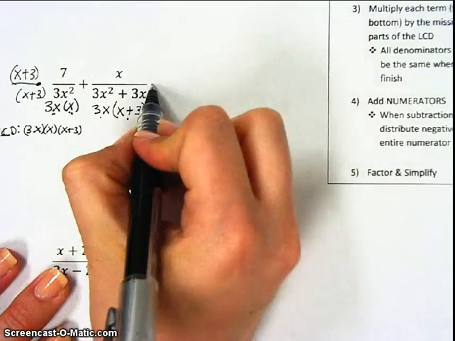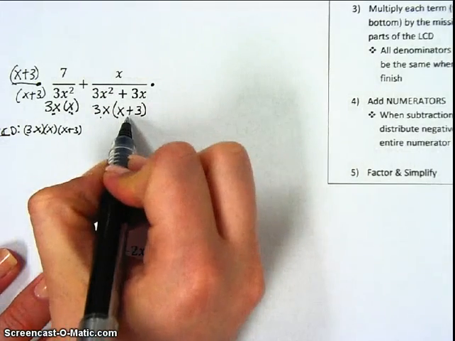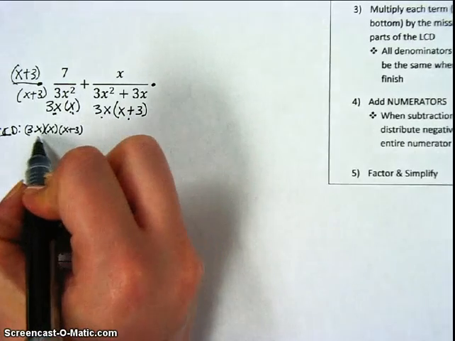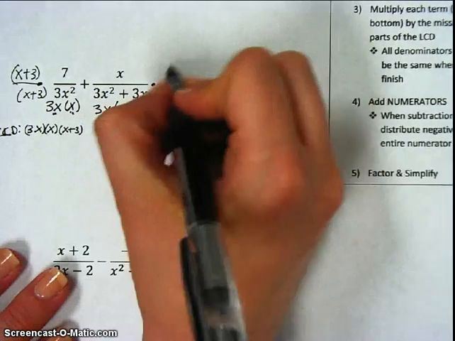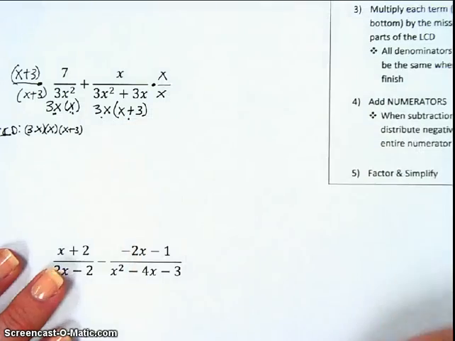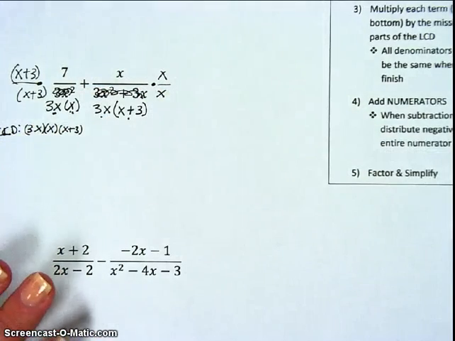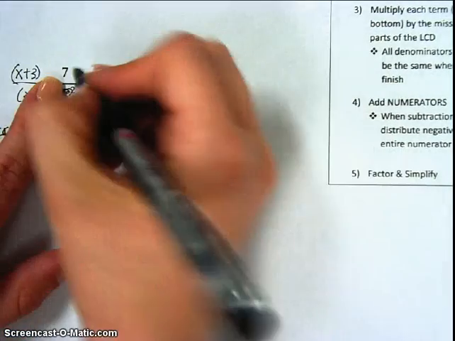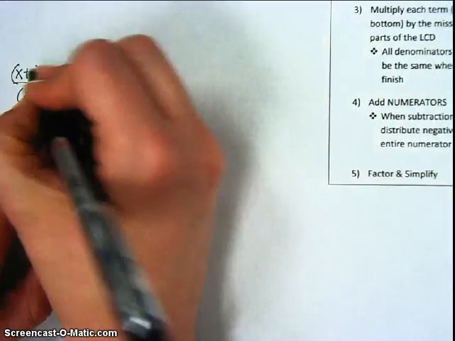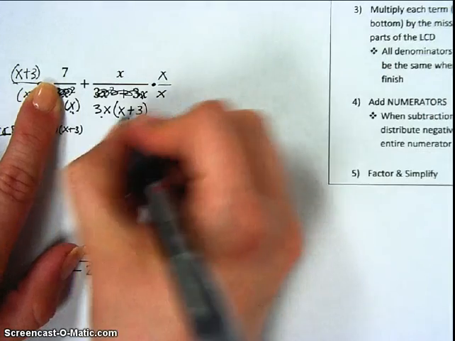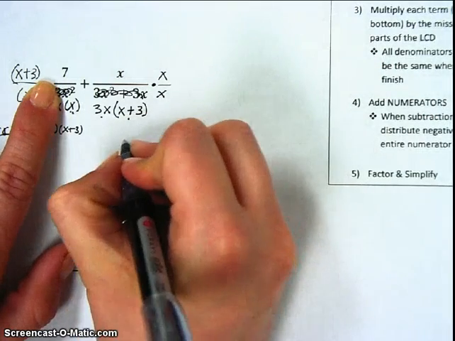My second one has 3x and x plus 3. All it's missing is just the plain x. So we're going to multiply top and bottom by x. So we've kind of factored these out. Okay, so when I do that, we're going to make sure we distribute because this is 7 times x plus 3. So I'm just going to actually write it.